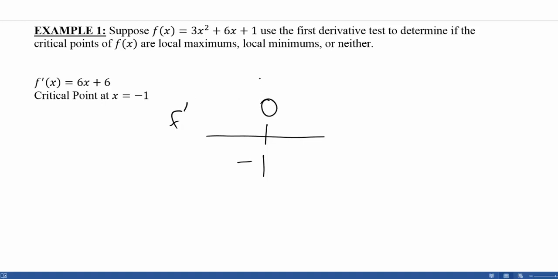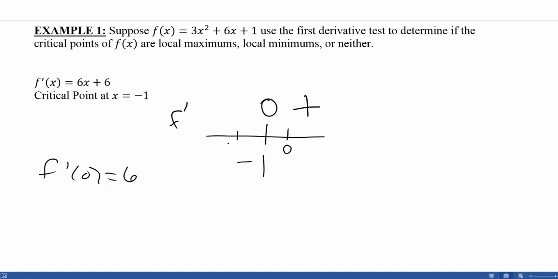So we know that at -1, our first derivative is 0. So we want to see what the sign is a little bit to the left of -1 and a little bit to the right. And again, we can pick any number to the left and any number to the right to test within our first derivative, but we want to pick numbers that are easy to work with. So when I pick a number to the right, I'm going to pick 0. 0 is to the right of -1 on the number line. When I plug in a 0, I get 6 times 0 plus 6, which is positive 6. So to the right of -1, I'm positive.